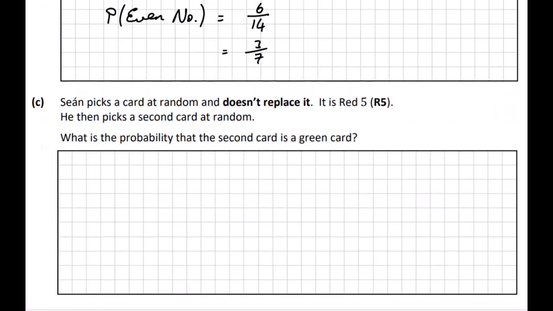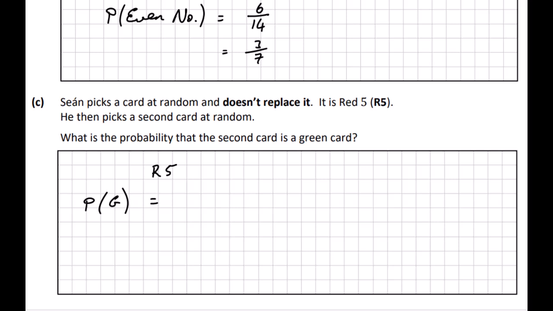Next one. Sean picks a card at random and doesn't replace it. It is a red 5. He then picks a second card at random. What is the probability that the second card is a green card? So we want the probability the second card is green.